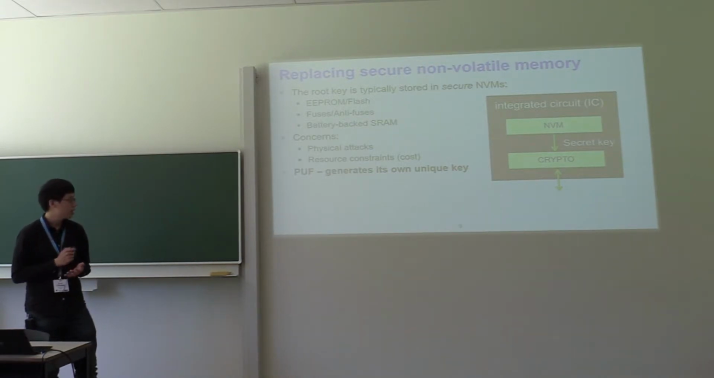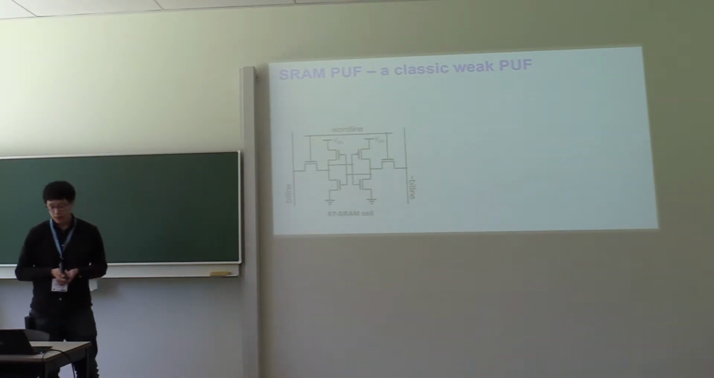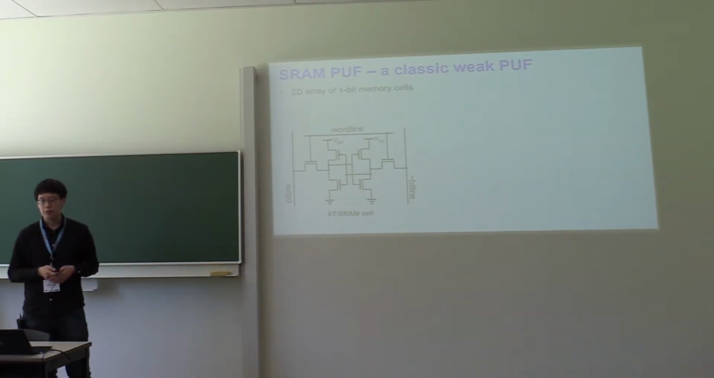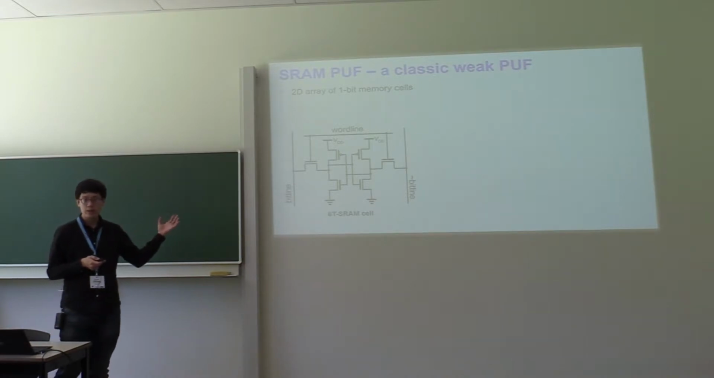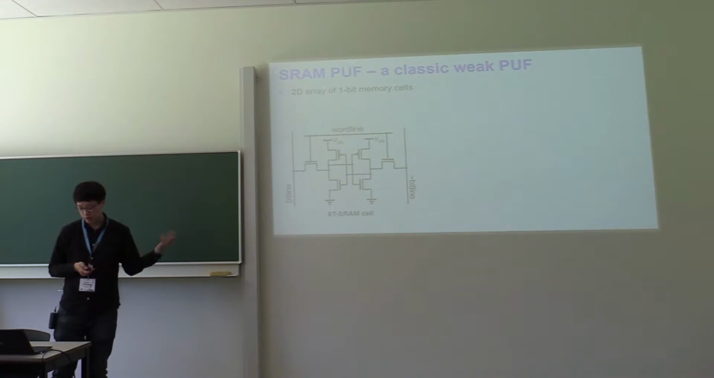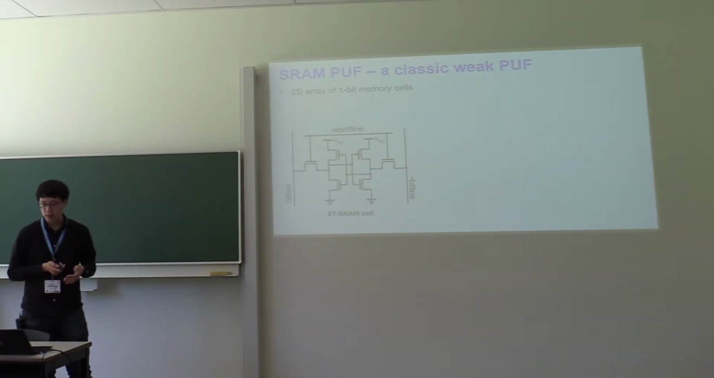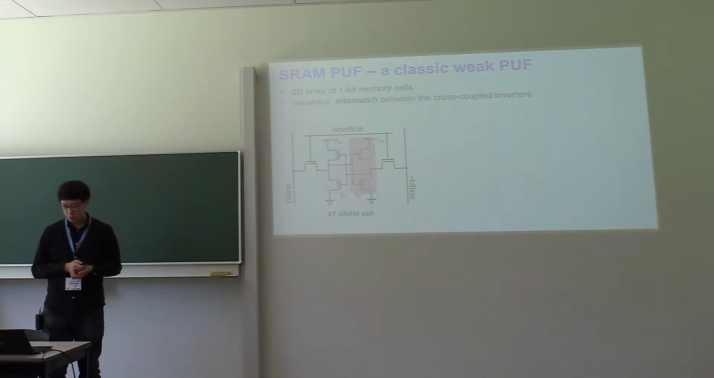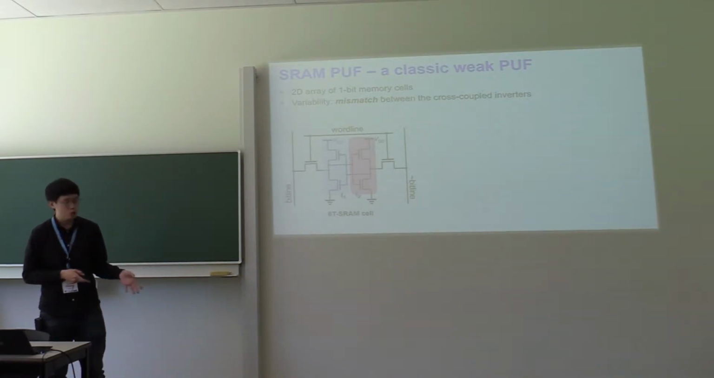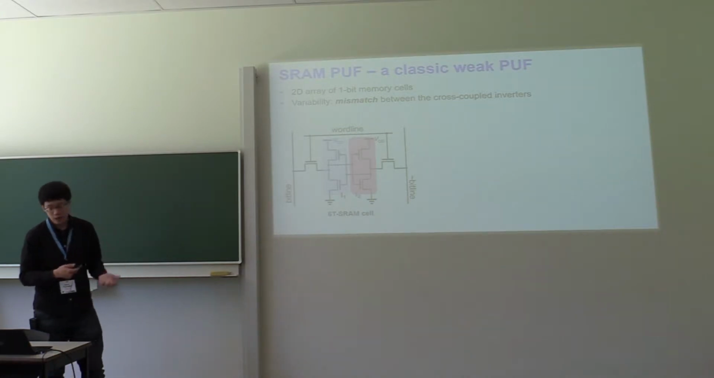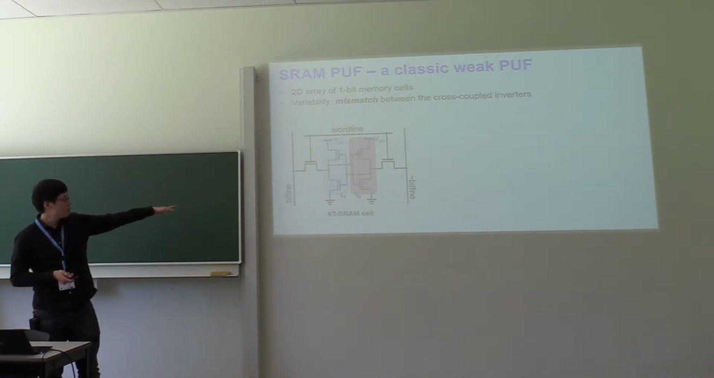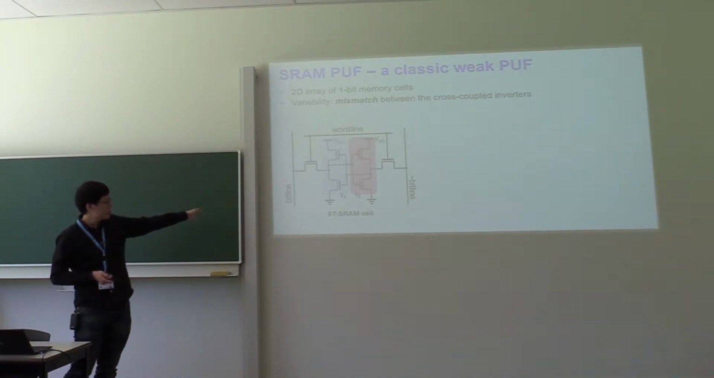Let's show a classic example of an SRAM. Typically in an SRAM, you have a two-dimensional array of these 1-bit memory elements. This SRAM is like a conventional one used a lot in all the technologies. So where is the variability? It's the mismatch between these two identically manufactured inverters. As you see there, there's an inverter at the left and an inverter at the right.